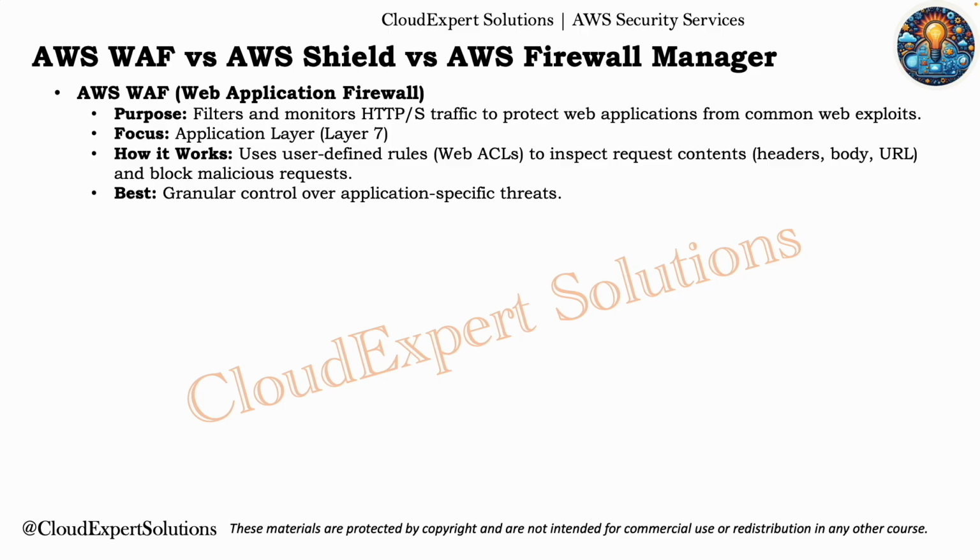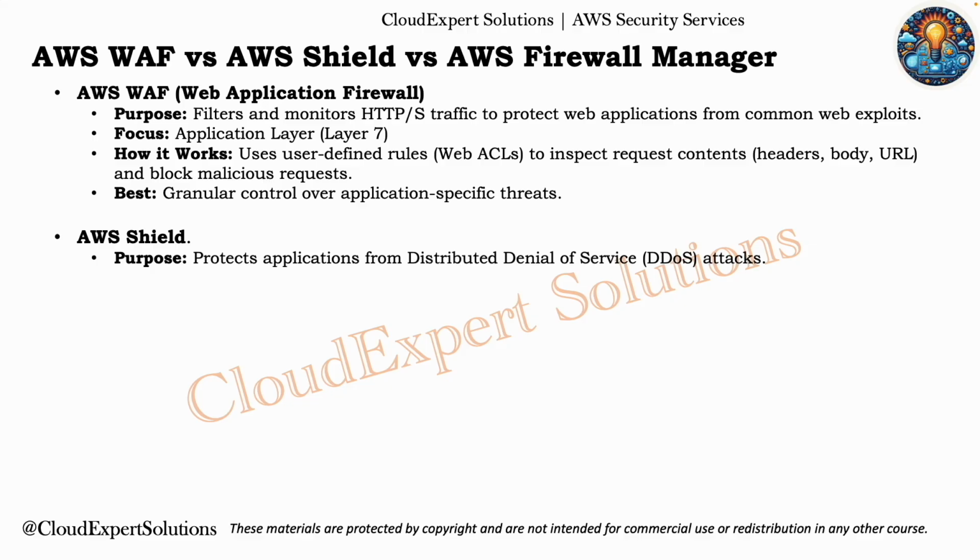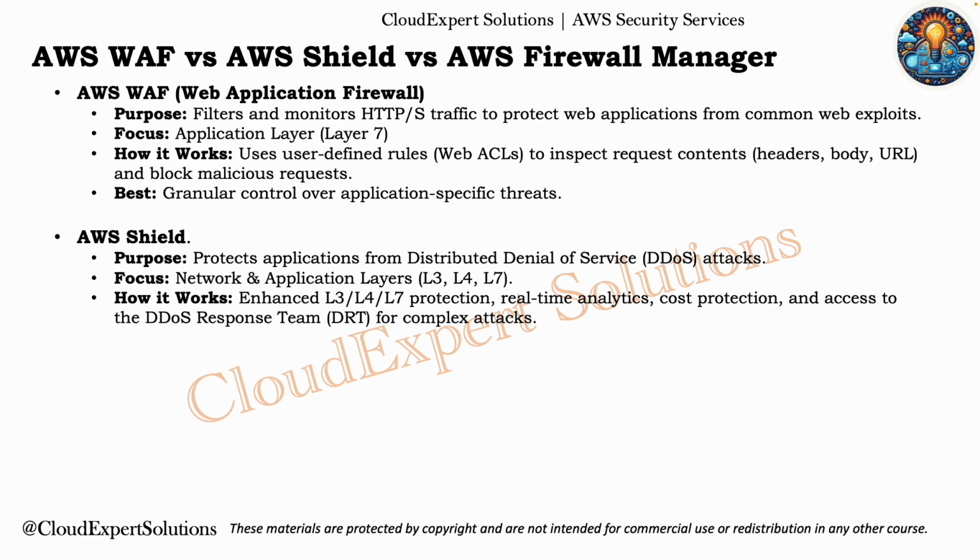The next service is AWS Shield. AWS Shield protects your application from DDoS attacks. Unlike AWS WAF, Shield works across multiple OSI layers: layer 3, layer 4, and layer 7. Shield Standard is free and enabled by default, while Shield Advanced provides enhanced detection, cost protection, and access to the DDoS response team. But AWS Shield Advanced is a paid service and you need to pay $3,000 per month. Shield is best for high traffic, internet-facing applications that could be targeted by large-scale attacks.